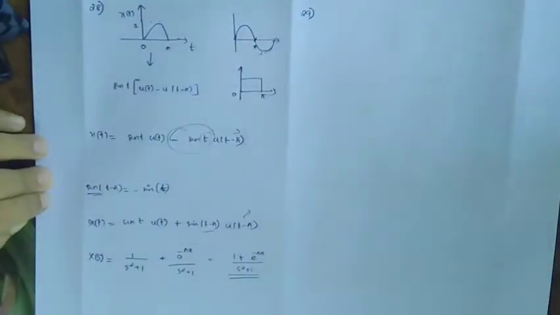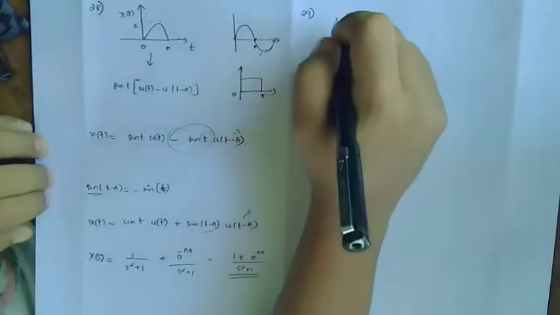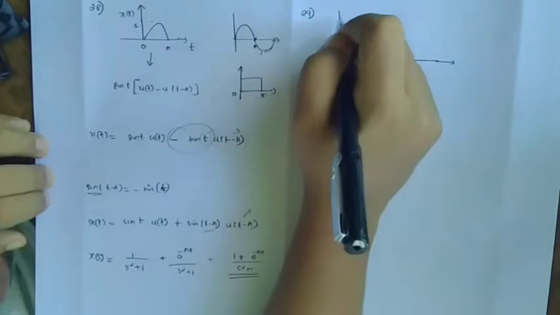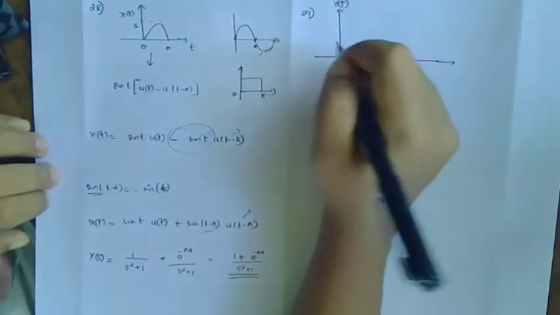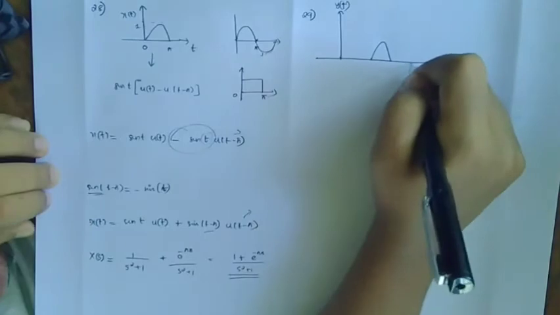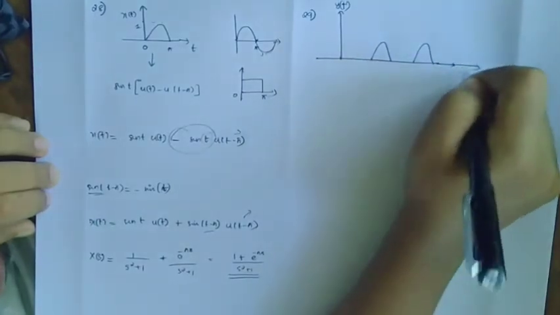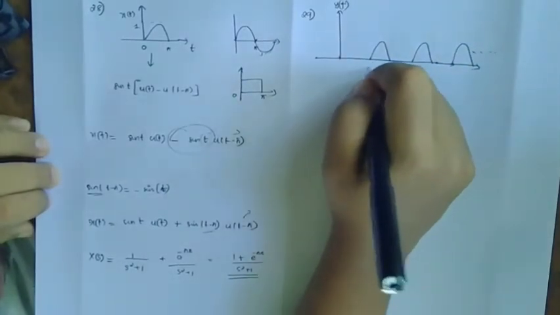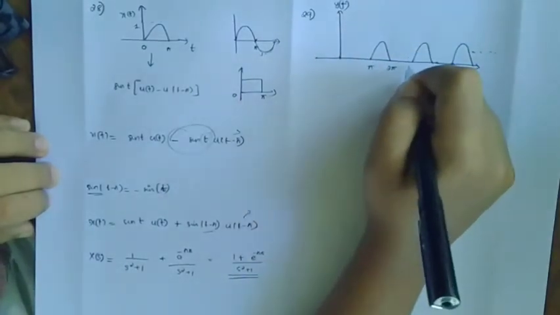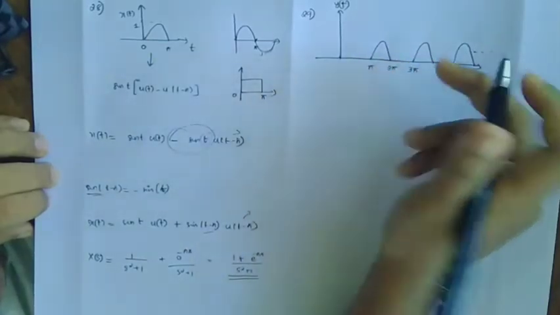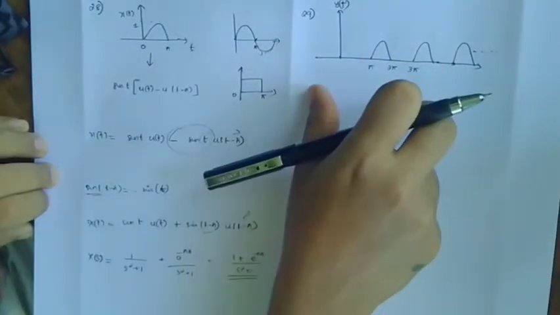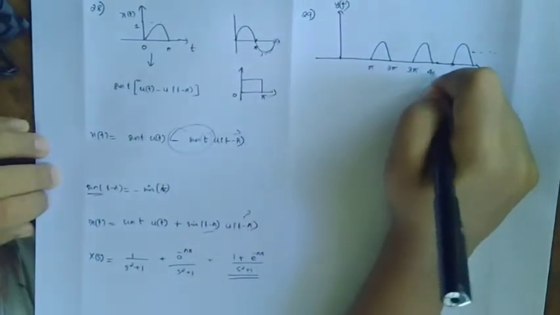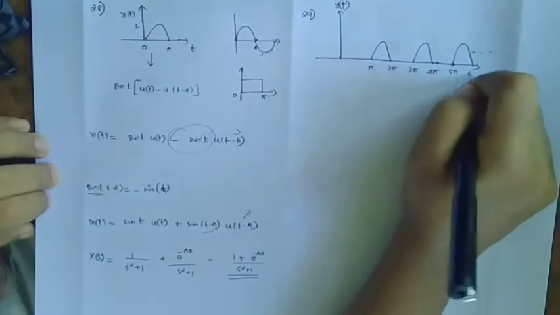Actually, it is a periodic function, right? I'll draw the function x(t) over here, and so on. It is a periodic function with a period of 2 pi. It is repeating itself after 2 pi, 4 pi, 5 pi and 6 pi.